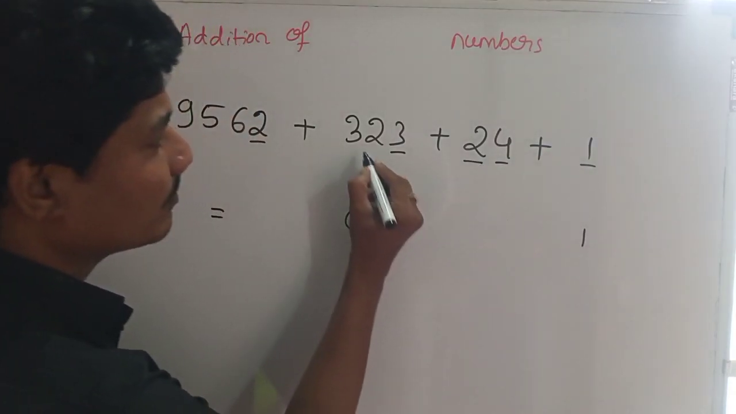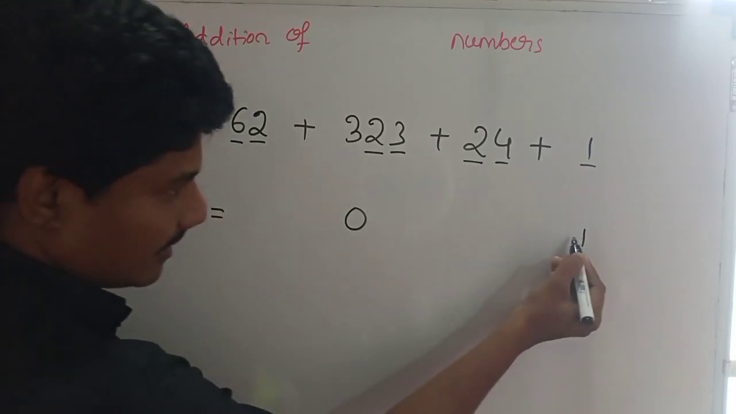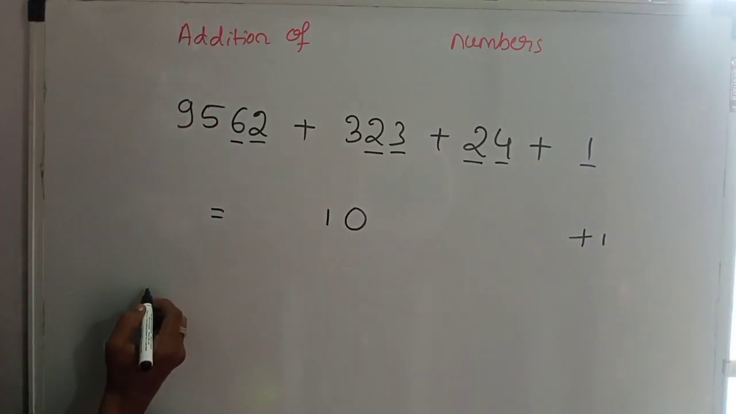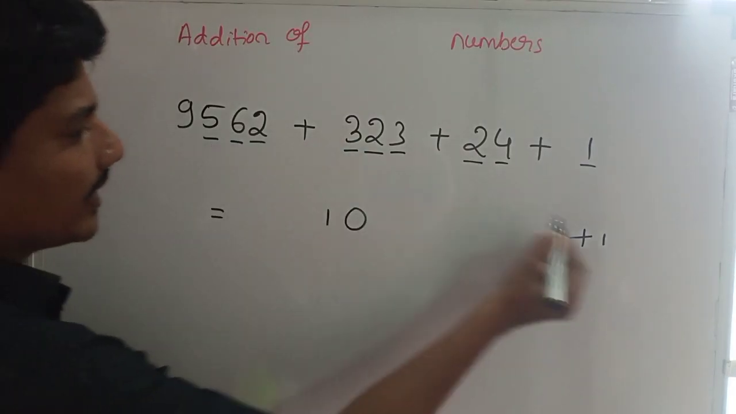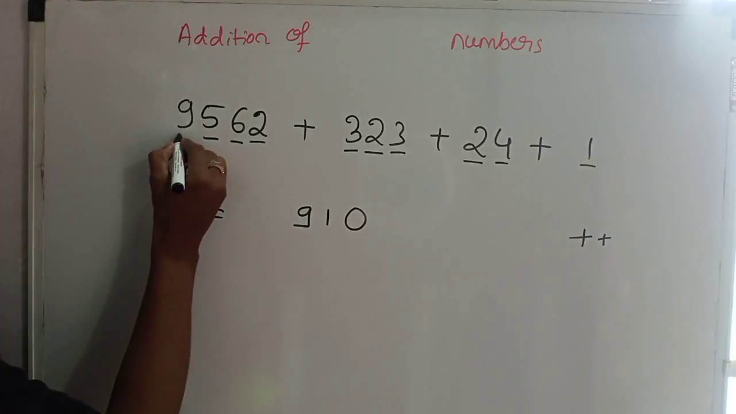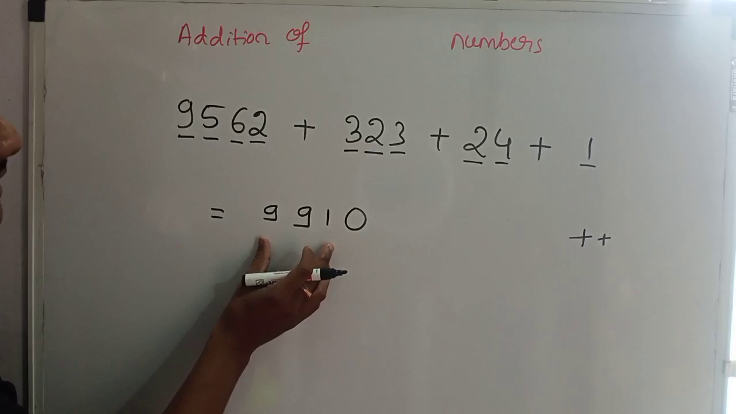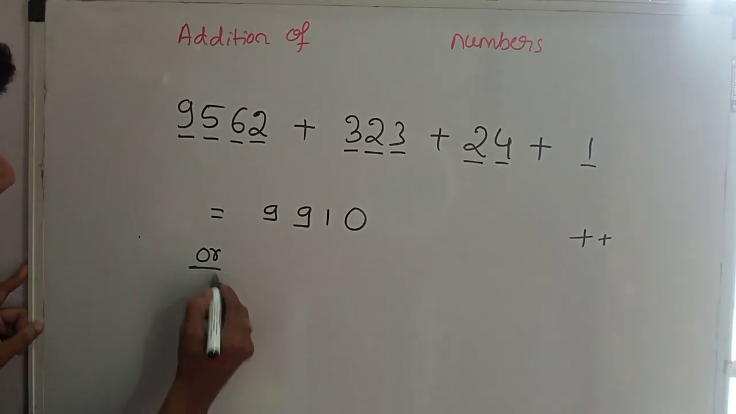After the tens digit, 2 plus 2 4. 4 plus 6 10. 10 plus 1 11. Carry 1 again. Now hundreds places. 3 plus 5 8. 8 plus 1 9. Thousands place. Here only 1 9. That is 9. 9,910 is the answer for this question.